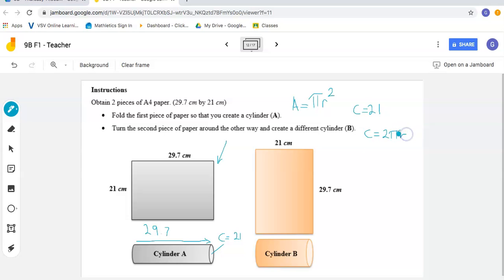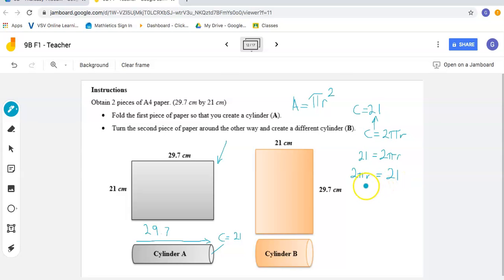Okay, and we know that the circumference equals 21, so we can simply write 21 equals 2 pi r. Now I would actually suggest with this formula to swap the two sides. So I would put 2 pi r on the left hand side, and then 21 on the right hand side. It's just easier to work it out when you swap it.